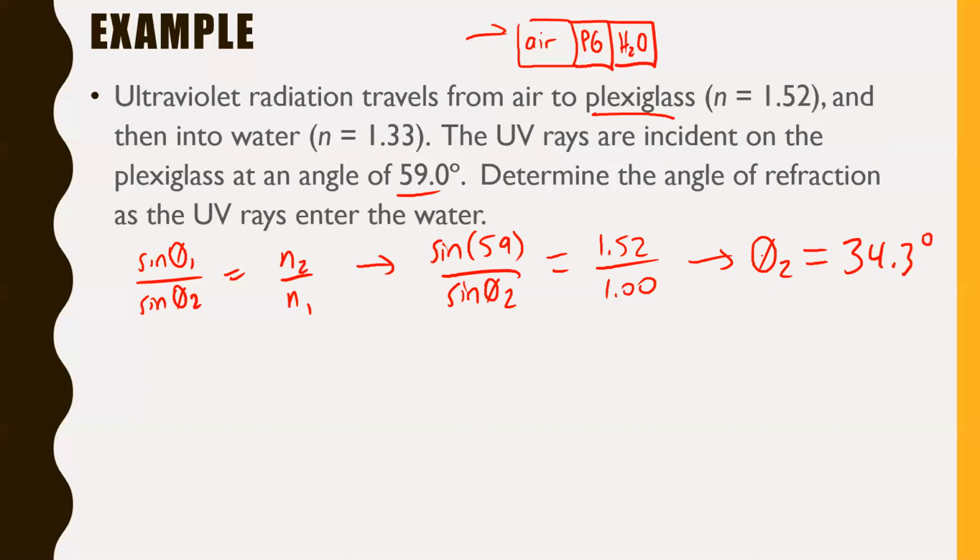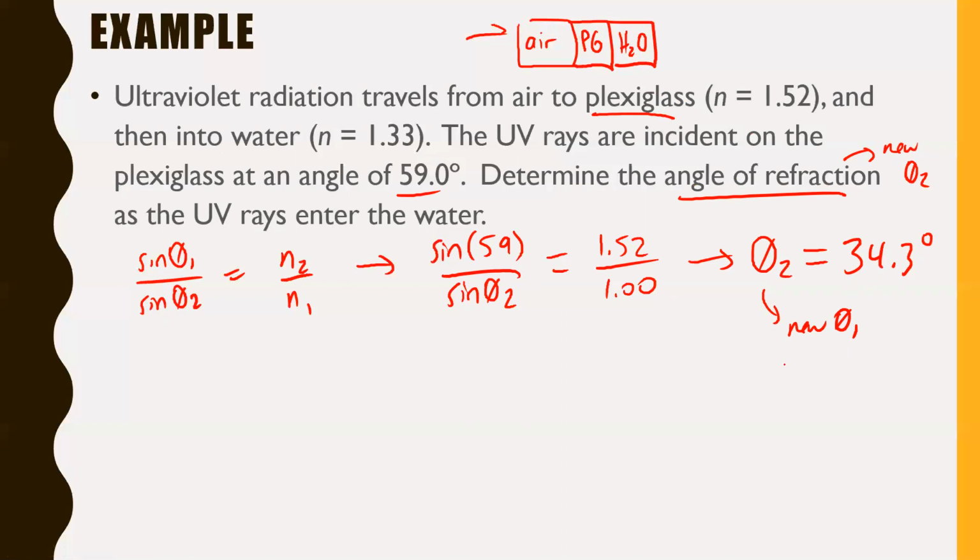Now, what you need to realize is this theta 2 is going to become your first incident angle when you enter the water. So here's what we can do now. We can now say that this becomes our new theta 1, right? And what we're looking for is our angle of refraction, so our new theta 2 in a secondary equation here.